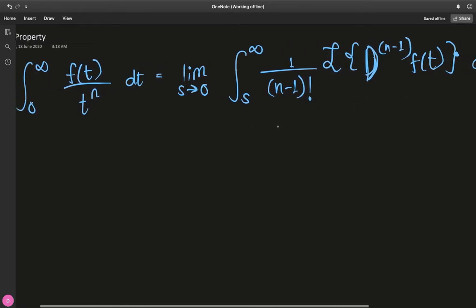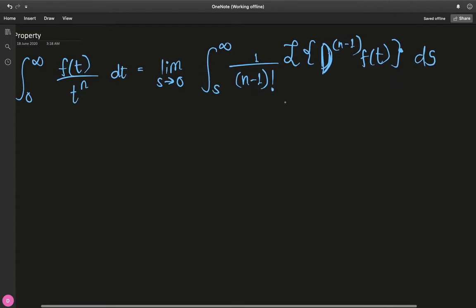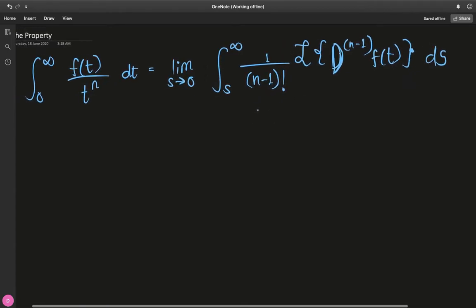Okay, so this is roughly what the property says, and let's go ahead and prove this. I'm going to use a fresh page to do that. See you there.